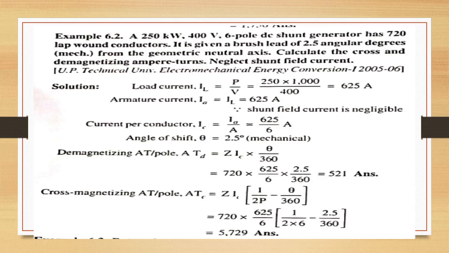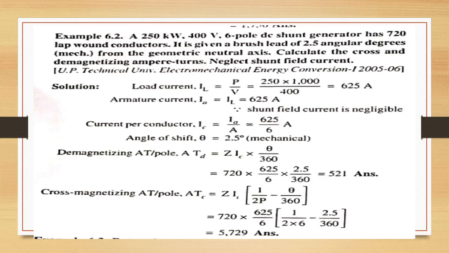Angle of shift theta is 2.5 degree mechanical. Demagnetizing ampere turns per pole ATD is given as ZIC into theta by 360 degrees. So substitute all the values given in the question. So the answer is 521. Cross magnetizing ampere turns per pole ATC is given as ZIC into (1 by 2P minus theta by 360). Substitute all the values, 5729 is the answer.